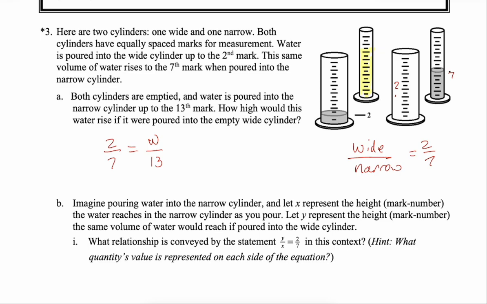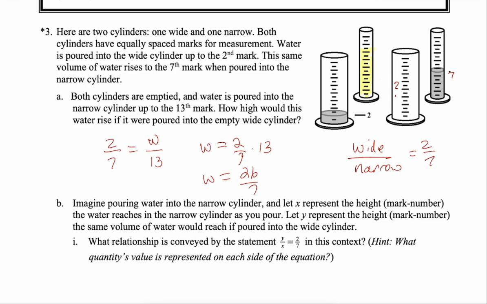So mathematically, to solve that, we just have to multiply by 13. So the wide is going to be 2/7 times 13. We can also use that 2/7 similar to how we would use a slope, okay? So mathematically, if you just said it was 26/7, that's fine.